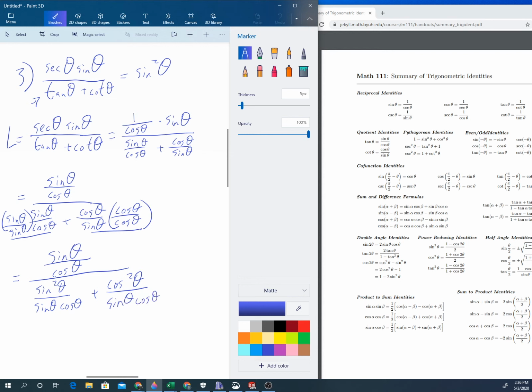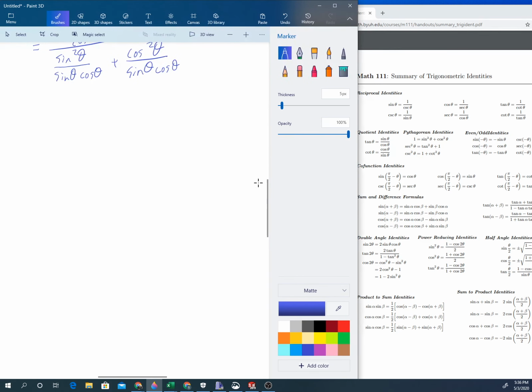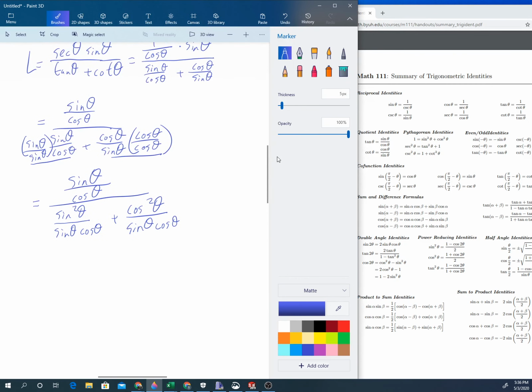Sine theta, cosine theta. Alright, so now I can put those fractions together. I'm going to expand this out just a little, so I can do that over here. Alright, so I end up with sine squared plus cosine squared all over sine times cosine. And what's really great about that is this is the Pythagorean identity. Sine squared plus cosine squared equals 1.